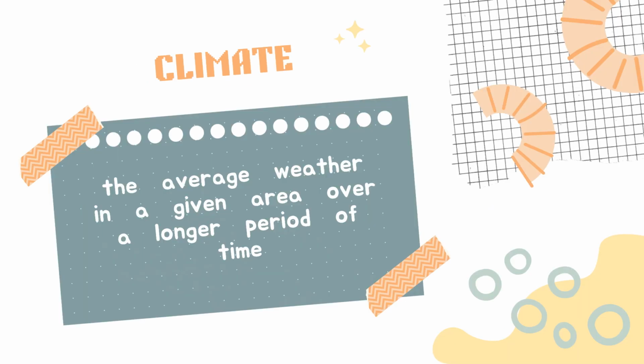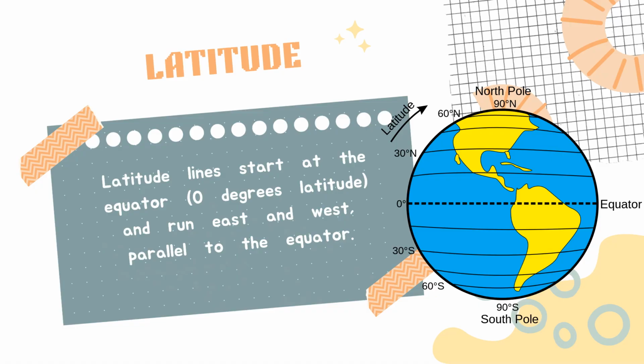And now, let's define climate. Climate is the average weather in a given area over a longer period of time. The first factor that affects climate is latitude. If you can still remember when you are in grade 7, you have discussed latitude and longitude in the topic locating places on Earth. So if you can still remember, latitude lines start at the equator at 0 degrees and run east and west. And all the lines of latitude are called parallels of latitude.